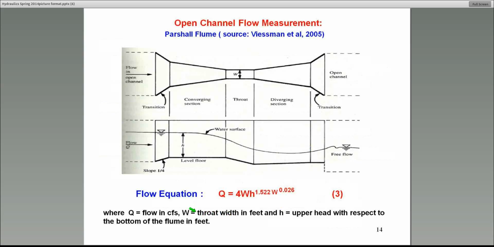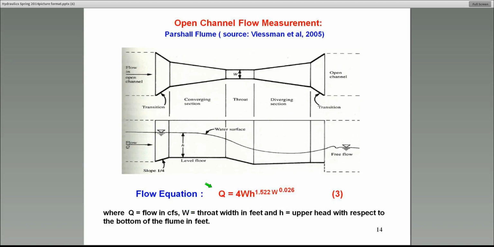The next thing we'll talk about is flow measurement in open channel systems. Just like Venturi meters and orifice meters in pipes, we have similar devices for open channel flow systems. It's called a Parshall flume. And all I'm going to show you is the rating equation here for a Parshall flume.